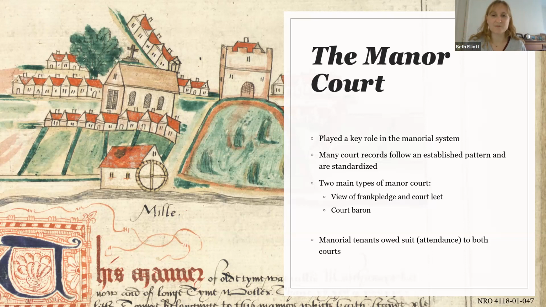There are two main types of manor court, and these are the only two I'm going to focus on today, again, because I'm quite limited with time. That's the court leet and the court baron. The court leet often comes with a view of frank pledge, and I'll give a very brief introduction to that in a moment. Bear in mind that manorial tenants owed suit to both courts. You'll see the term suit coming up quite a lot when you look into manorial documents. That refers to attendance. So basically they were required to attend both courts. They had to attend the court leet and the court baron.